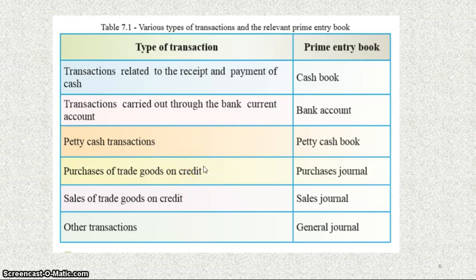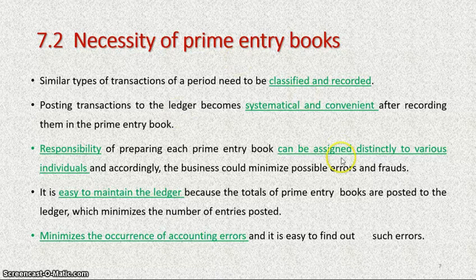You will have a creditors account. And when you say sales journal, you will have a sales account. At the same time it says credit, so you will have a debtors account. So you know what the accounts are when you look at the prime entry book itself. So it's systematic and convenient to record into the ledger from the prime entry books.